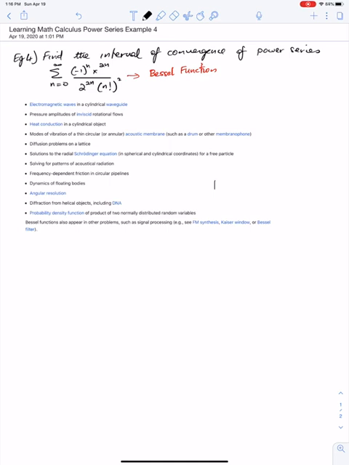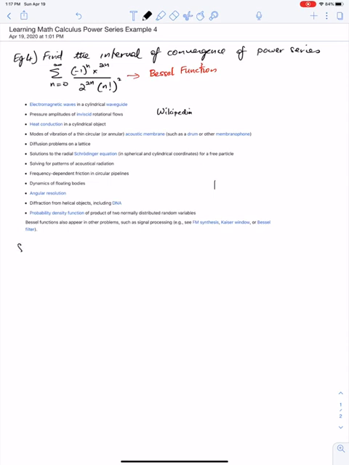It's a calculus topic, and this is the fourth example. This one is about finding the interval of convergence for the power series, the summation from n equals 0 to infinity of (-1)^n x^(2n) over 2^(2n) (n factorial) squared. That's a mouthful. And this is the Bessel function. And from Wikipedia, these are all the uses of the Bessel function. As you can see, that's a lot.